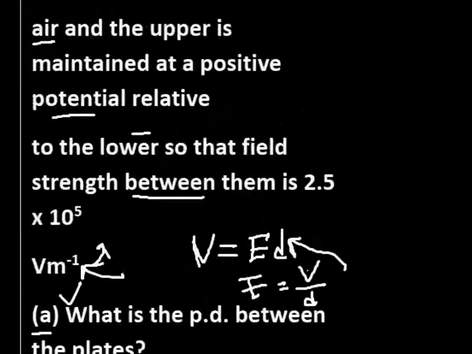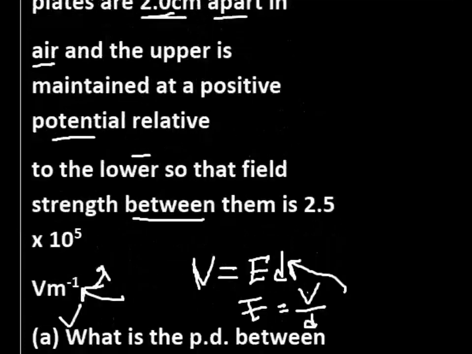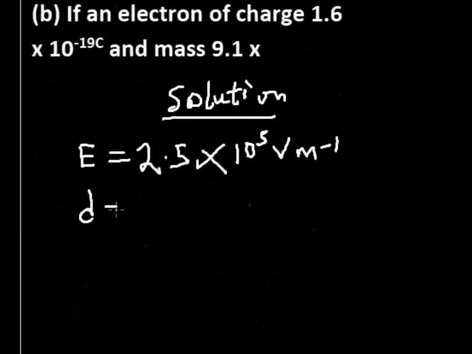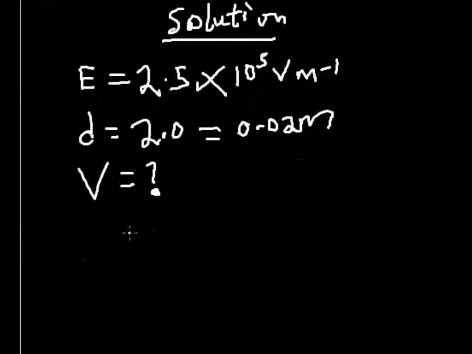According to the question, the distance between the two parallel plates is 2.0 cm. That's the distance D, which of course I need to convert to meters, which gives me 0.02 meter. So what are we looking for? We are looking for the electric potential difference, V, between the two plates.